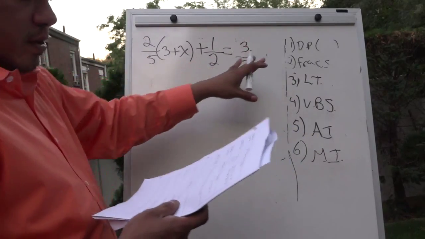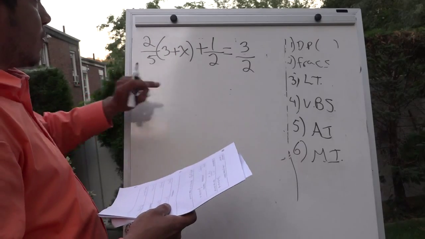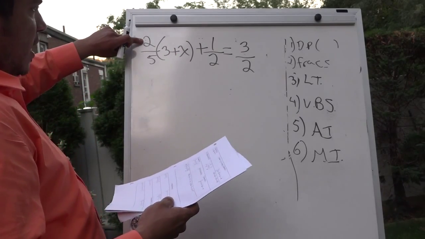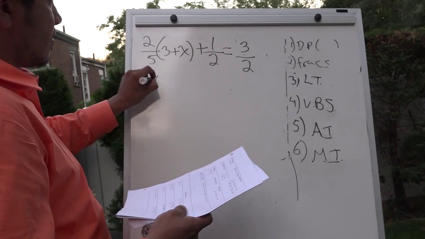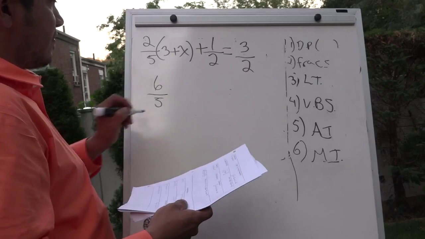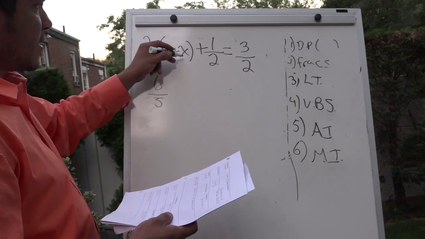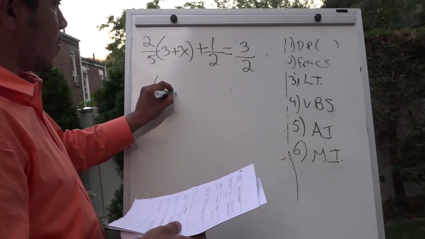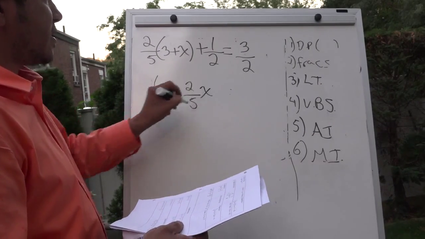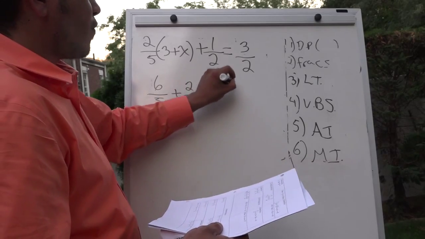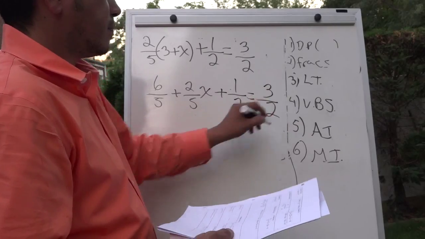All right. So do I have distributive property? Yes, I do, right here. So I am going to distribute. So 2 times 3 is 6, so this is going to be 6 over 5. Okay, and now 2/5 times x. So 2 times x is 2x, so plus 2 over 5x. Plus, of course, 1/2 equaling 3 over 2.